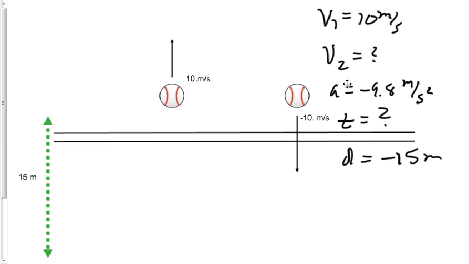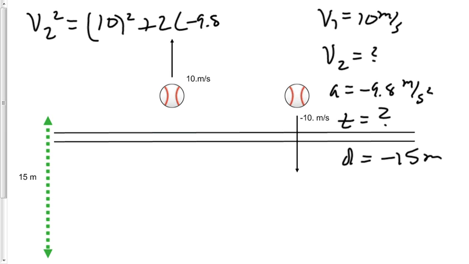Let's start off and find velocity 2. We don't know time yet, so we'll use the time-independent equation. v2 squared equals 10 squared plus 2 times negative 9.8 times a negative 15. v2 is going to equal negative 19.8 meters per second. Now that's for the ball that's going upwards. Now what about the one going downwards?